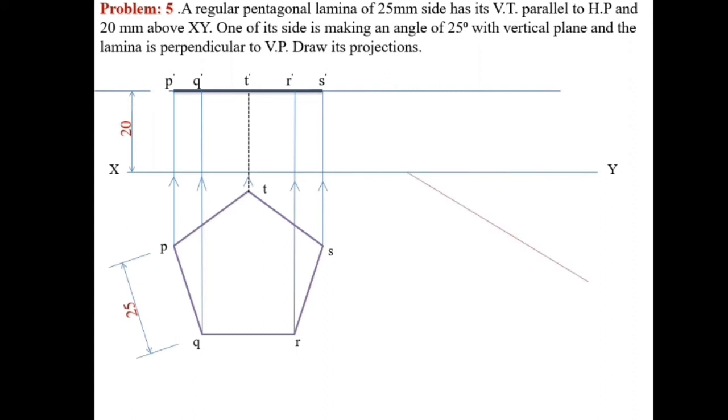So you know that this is the pentagon, our top view. On the top view, one of the sides is at 25 degree with the VP plane. It is inclination with VP 25 degree. That means the angle is given as 25 degree. So you have to take the inclination below the XY reference line. It's a 25 degree angle. On that inclination line, you will draw the same pentagon.